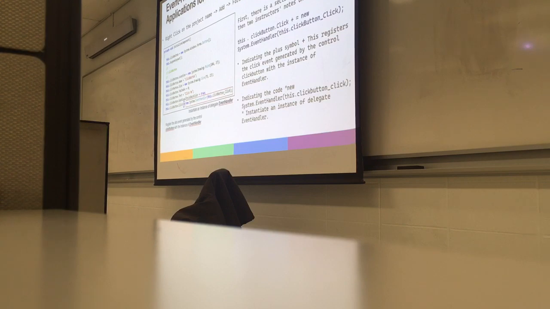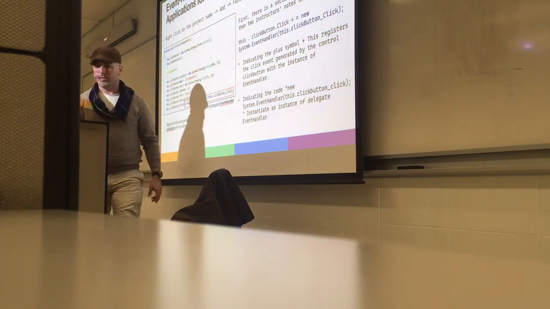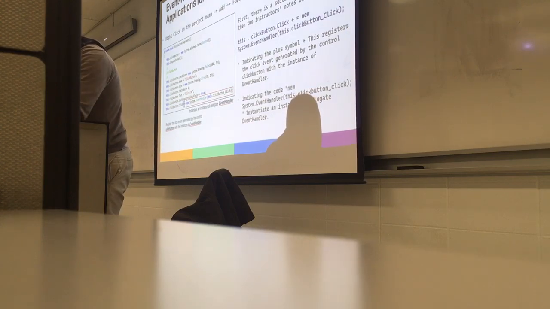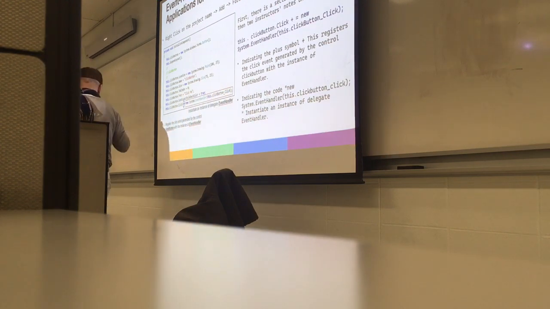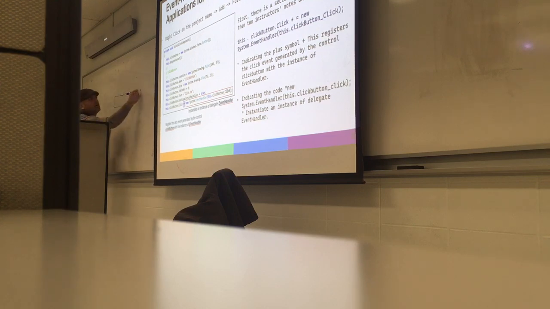So the relationship, to understand the relationship between three concepts: the method, the event, and the delegate, we have three parts. There is the method. This method, or the structure of this method, corresponds with what? With the delegate. This is the delegate.